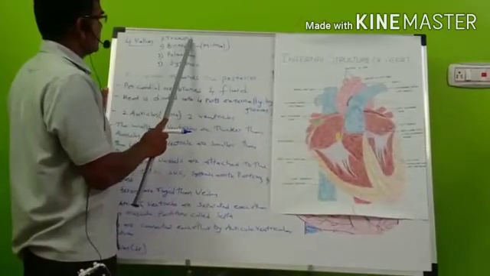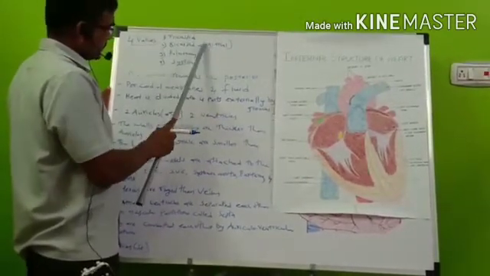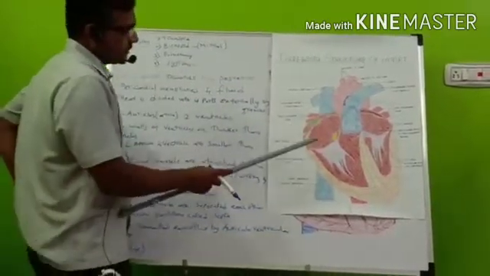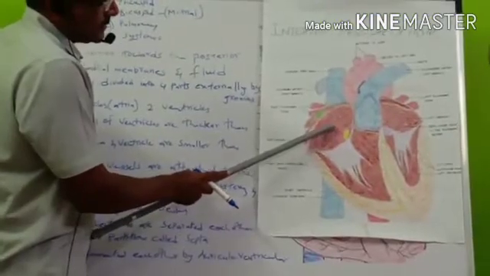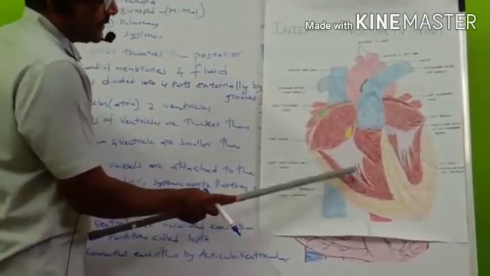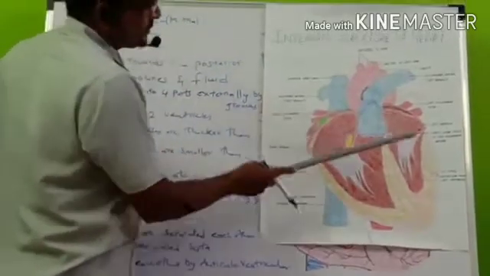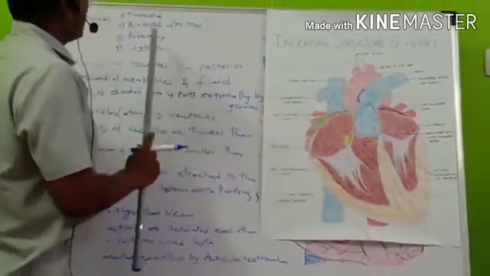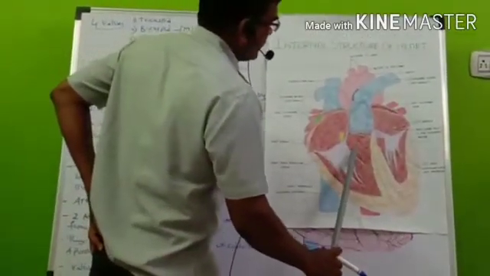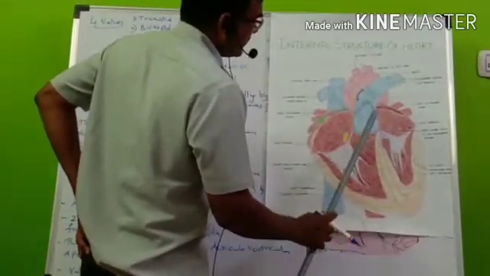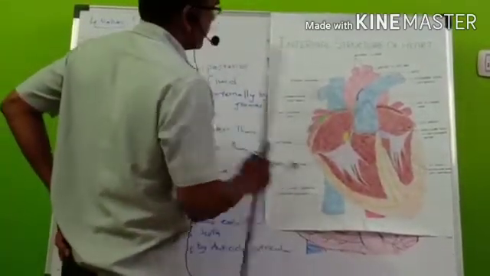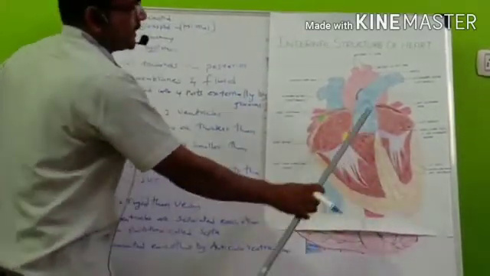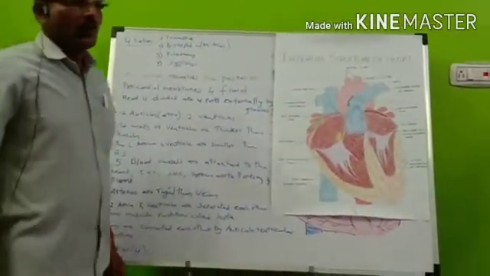The first one is the tricuspid valve, then the bicuspid valve, which is also known as the mitral valve, the pulmonary valve and the systemic valve. The tricuspid valve is present between the right auriculoventricular aperture, and similarly the bicuspid valve is present at the left auriculoventricular aperture. The pulmonary valve is present at the base of the pulmonary artery, and similarly the systemic valve is present at the base of the systemic aorta.